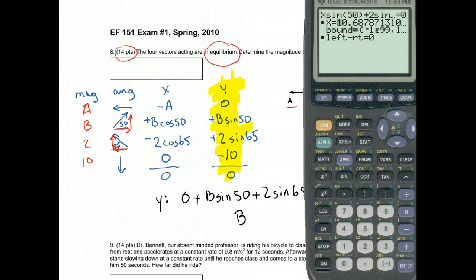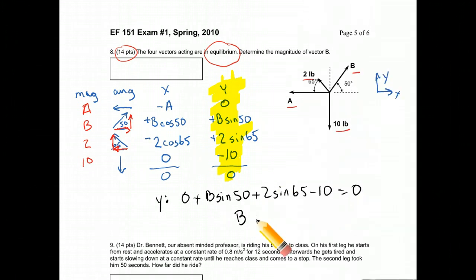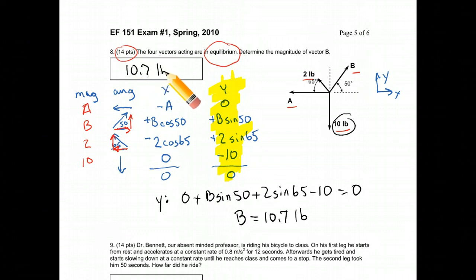Looks like x is 10.68 or 10.7. So 10.7. The units come from up here. It's going to be pounds. It's reasonable, looks like. Same orders of magnitude as what we had up here. So if I had time, I might come back and double check it. But for right now, I'm going with 10.7 pounds.